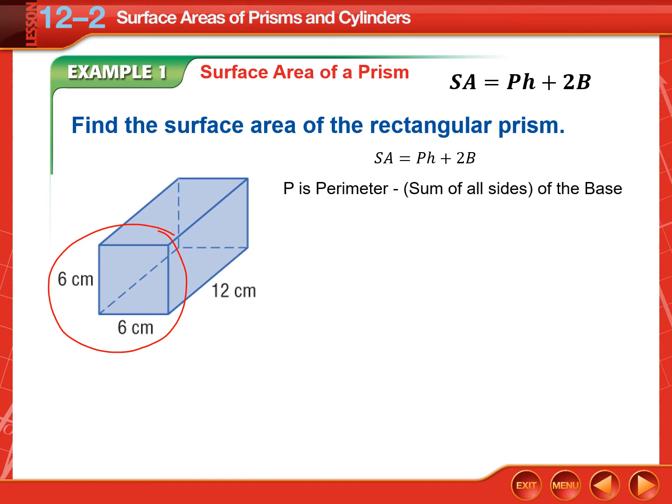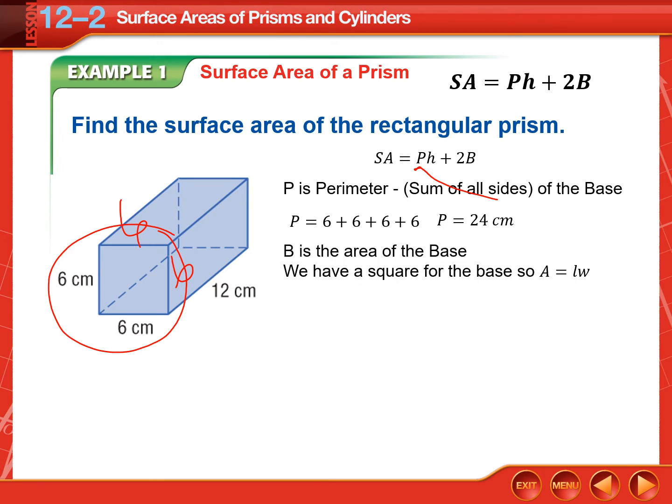The first thing we need in the formula is the perimeter, which is the sum of all the sides. I chose this front face, so I have to add the sides going all the way around. That's 4 sixes, which makes my perimeter 24. I have to remember that because I'm going to plug it into this formula.